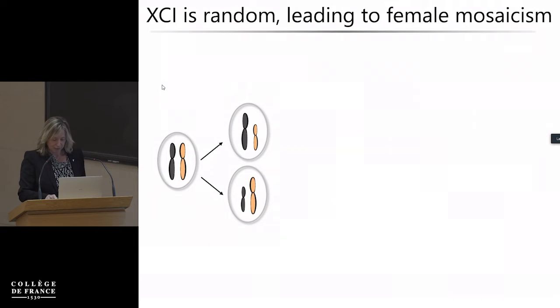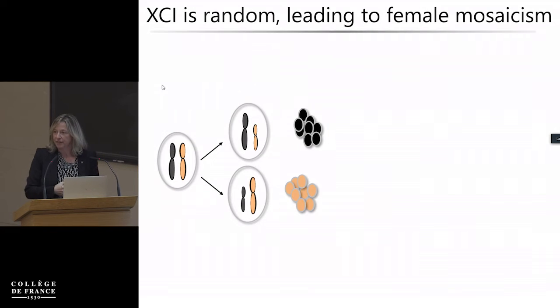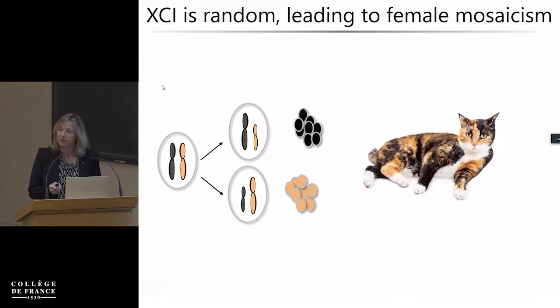And so you end up with patches, groups of cells in which you have one or the other X chromosome inactivated. And because of that, female mammals are in fact mosaics, with half of the body made of cells with the maternal X chromosome inactivated and half of the body made of cells with the paternal X inactivated.